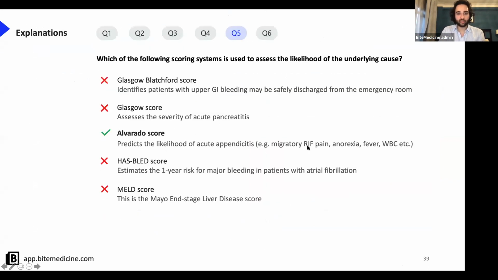All the other scoring systems do exist, but are not appropriate here. Glasgow-Blatchford is for upper GI bleeds. The Glasgow score we would have used for our previous patient with acute pancreatitis. The Alvarado score is for acute appendicitis, which is inflammation and infection of your appendix, and that migratory pain from your umbilical region to your right iliac fossa is very characteristic.